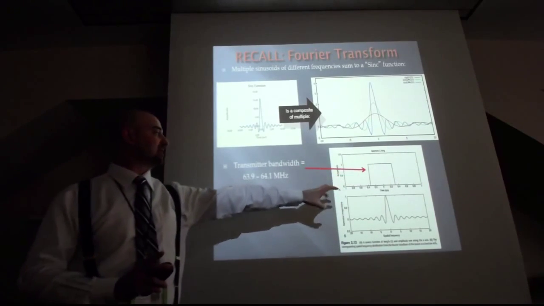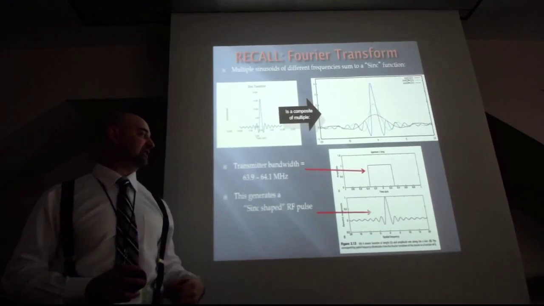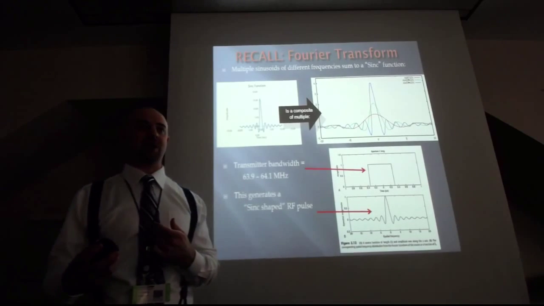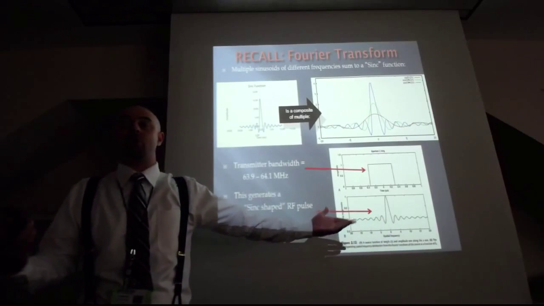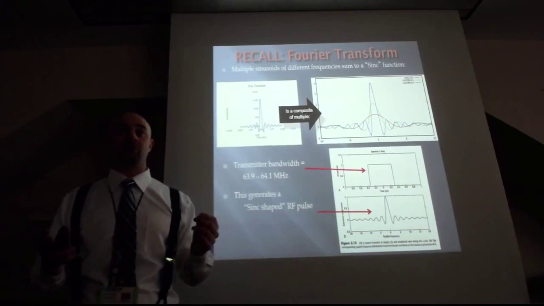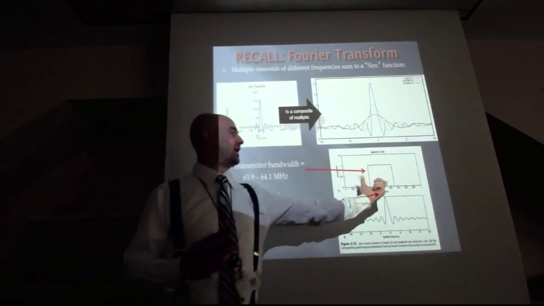So our transmitter bandwidth is going to be this rectangular range of frequencies, which if you Fourier transform that, would be a sinc pulse, right? So this is what our echo looks like. This is what our RF pulse looks like. And it's no coincidence that the Fourier transform of that is this rectangular function, which is a band of frequencies, hence the term bandwidth. How wide is this?